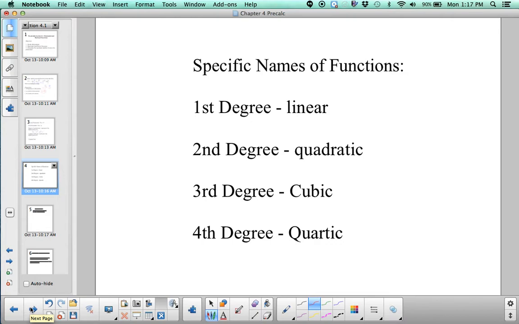And then polynomial functions have specific names. If it is a first degree polynomial, such as y is equal to x plus 3, it's first degree because the highest exponent there is 1. That is called a linear. A second degree, if we just change that to x squared plus 3, now it's second degree, and that is called a quadratic. And then similar to that, we have x cubed plus 2x. That's an example of a third degree or a cubic. And then a fourth degree, an example would be x to the 4th minus 9. And that would be a fourth degree or a quartic.